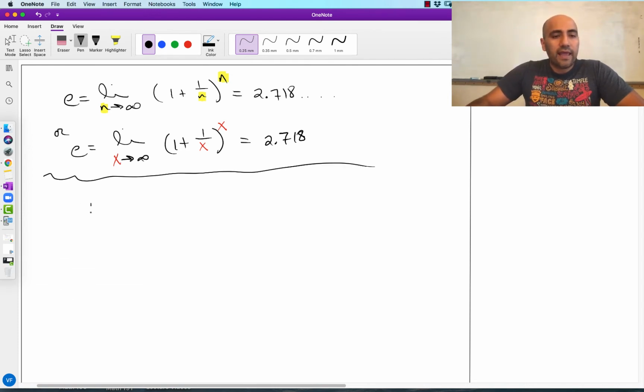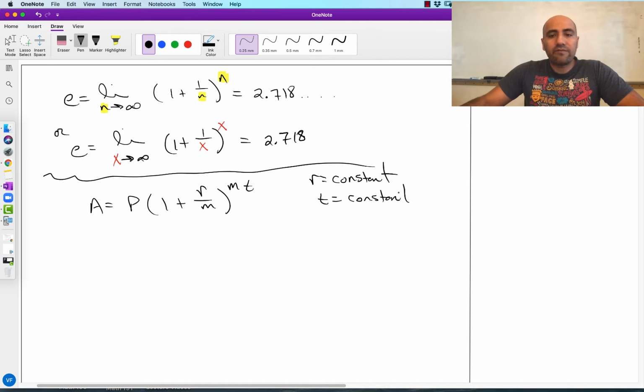Okay, the next thing we learned is that we have a formula for compound interest. We know that A, the balance of our account, is equal to P times 1 plus r over m to the power of mt. And we saw that if we let r equal a constant, we fix that, and we let t equal some constant, we fix it, leaving that alone, and we let P equal some constant, so the only thing we focus on is m, right?